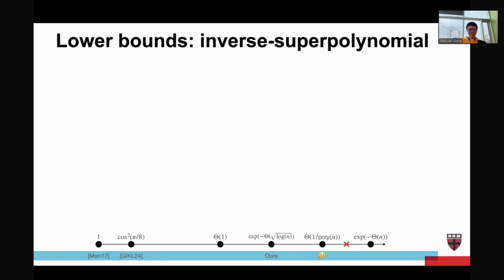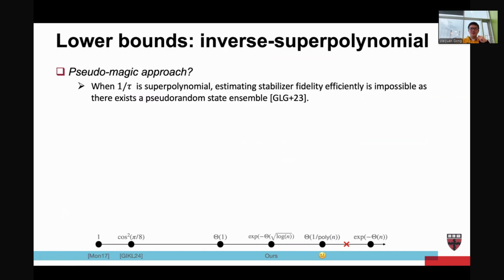So I just roughly said that this stabilizer bootstrapping framework also works for discrete product states and t-doped states. Now let's go back to the stabilizer state case and the lower bounds. At the beginning, you asked a lot about the connection between agnostic tomography for stabilizer states and magic estimation and stabilizer fidelity estimation. There are some previous results in the pseudo-magic paper showing that when 1/tau is super-polynomial, meaning tau is super-polynomially small, then estimating stabilizer fidelity efficiently is impossible.